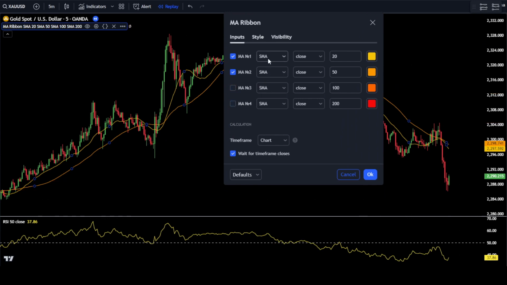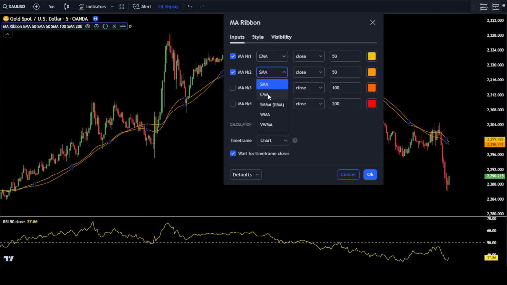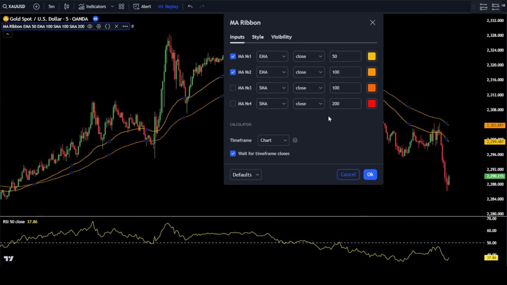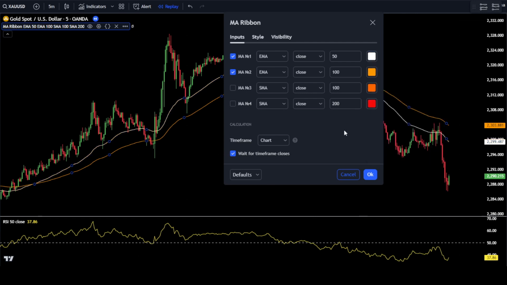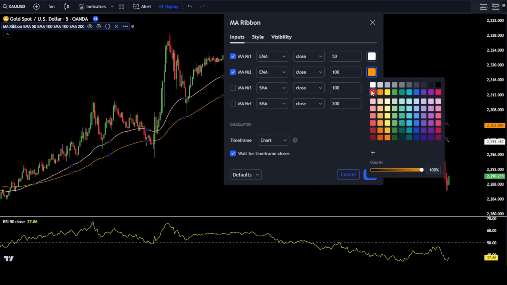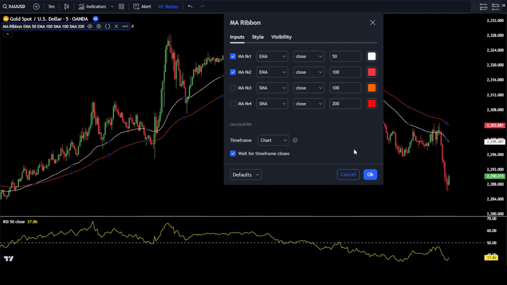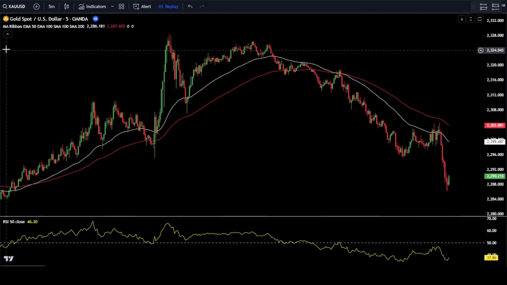Then, change MA number 1 to EMA and set the EMA length to 50. After that, change MA number 2 to EMA and set the EMA length to 100. For the colors, you can adjust them according to your preference. However, if you want to follow my settings, change the color of EMA number 1 to white. Then change the color of EMA number 2 to red. Once done, click OK to confirm the changes.